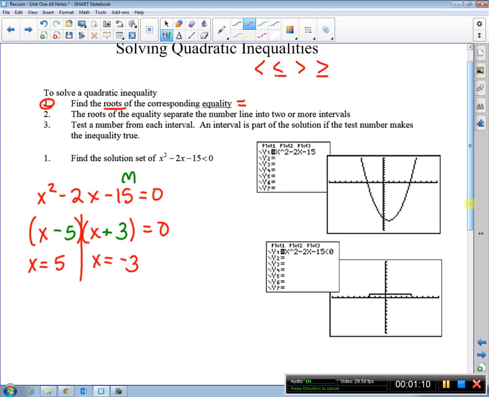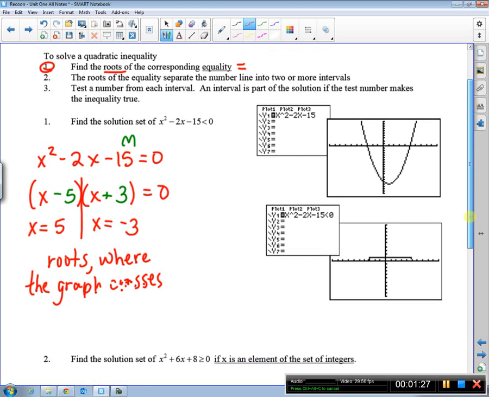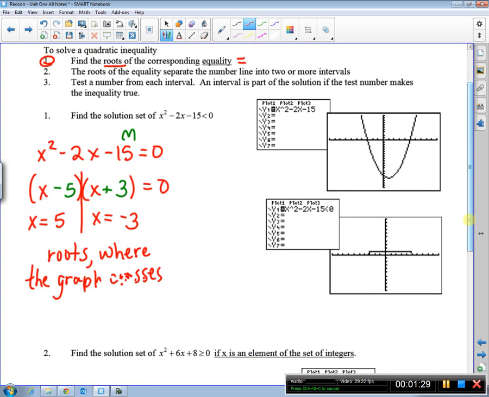So remember, these are the roots. These are where the graph crosses the x-axis. Smartboard gets bad down here. Crosses the x-axis. Okay.